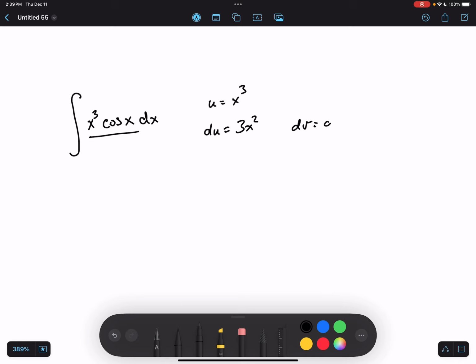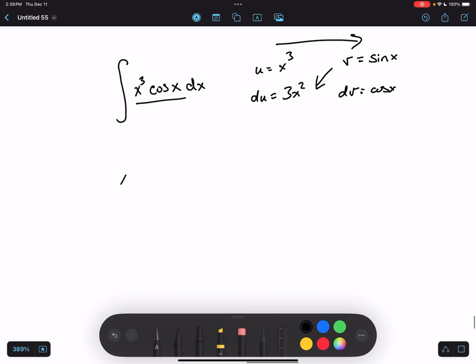dv equals cosine x, and then integrating to get v, we would end up with sine x. With integration by parts, we go across the top and then down over. That would give us x cubed sine x minus the integral, and we've got a 3 here, so we'll pop that out front, x squared sine x dx.